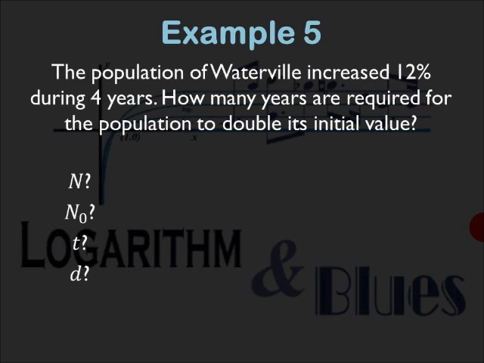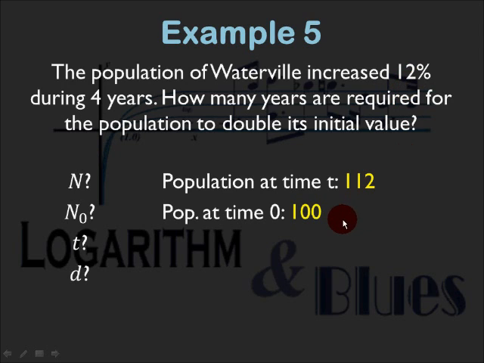Alright, here are 4 possibilities. N represents how much the population ends with. We want to double the value. So, the population at time T is 112 because it increased 12%. So at the beginning, we'll start with 100. Now, you can make this 1.12 and this 1. Either way, I got rid of the decimals just because it's easier.